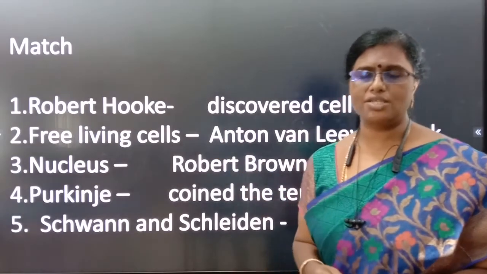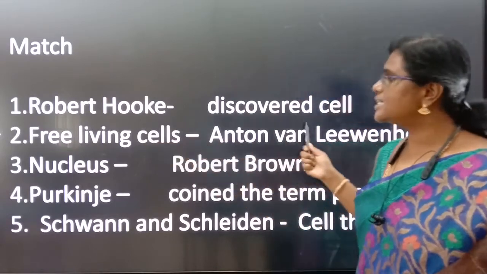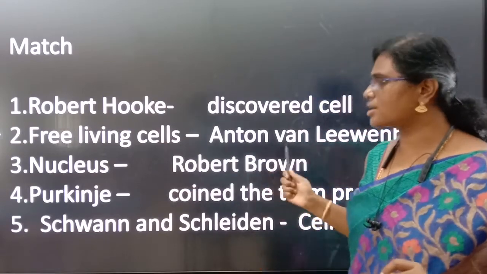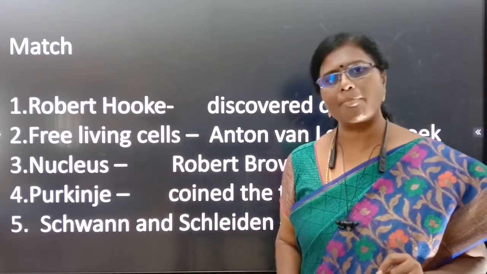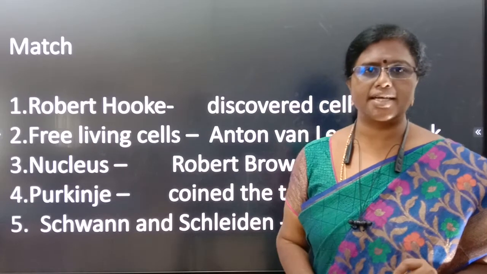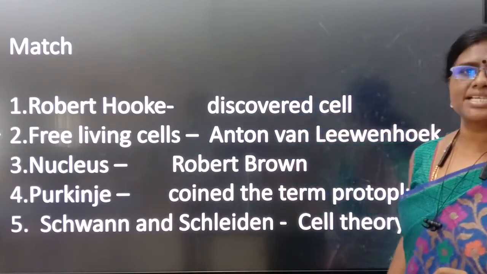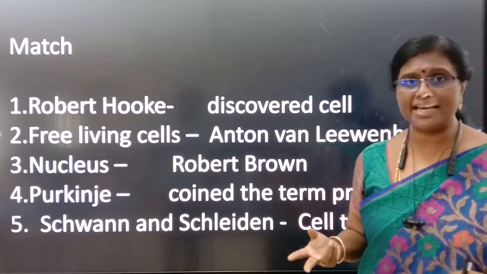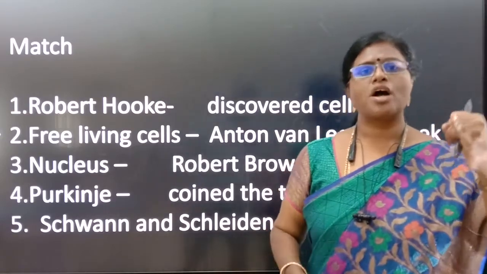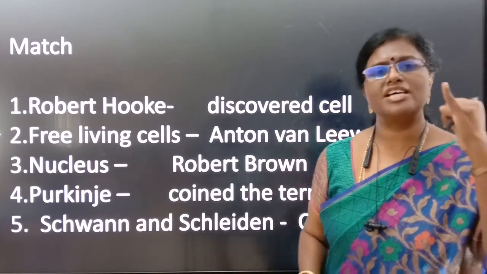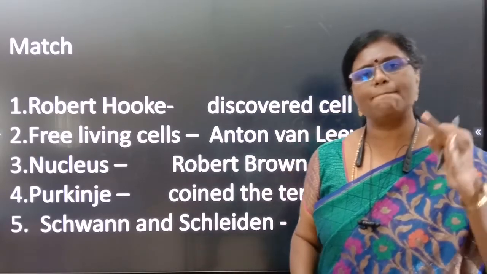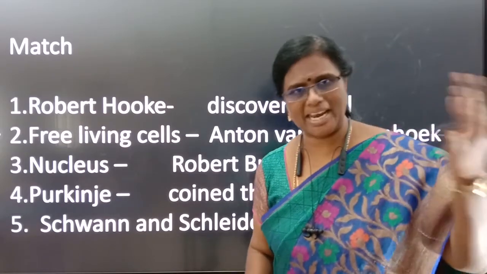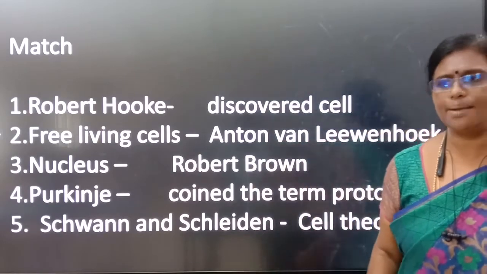So here are the answers. You all know that Robert Hooke discovered the cell. Free living cells were observed by Anton van Leeuwenhoek. The nucleus was discovered by Robert Brown. Purkinje coined the term protoplasm. Schwann and Schleiden postulated the cell theory. Can you recall the cell theory? Just 3 points. First, all organisms are made up of cells. Second, cell is the basic unit of life. Third, new cells arise from pre-existing cells. So these are the 3 points which come under cell theory.